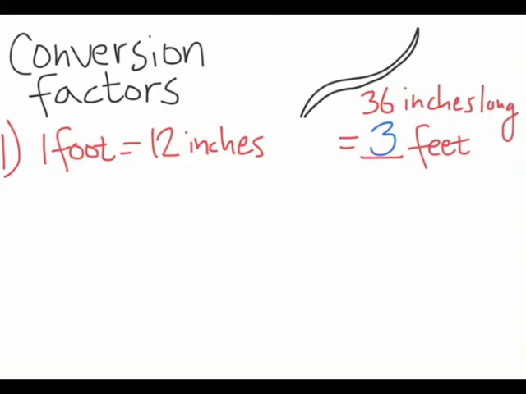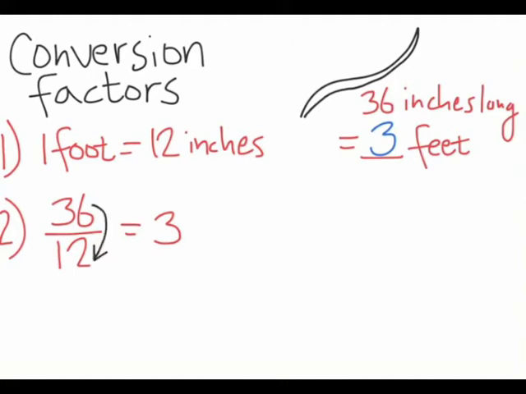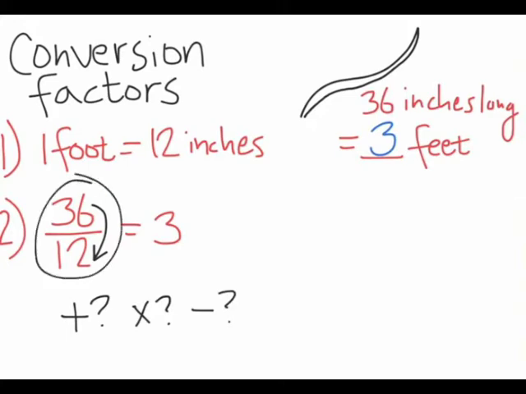The second thing that your brain had to do is take 36 and divide it by 12 in order to get 3. But the question is, how in the world did your brain know to divide by 12? Why not add 12? Why not multiply by 12? Or why not subtract 12? How did it know to combine these two numbers in this particular way to get the result?